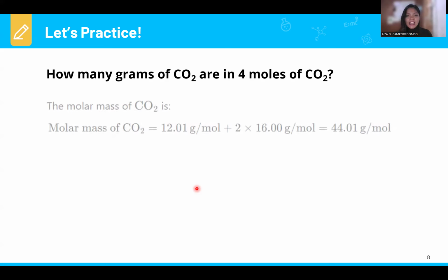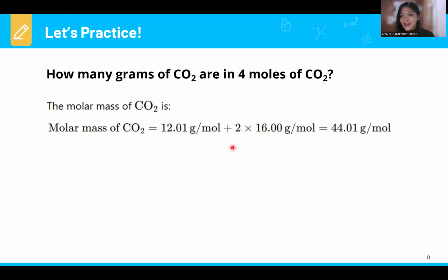Okay, in this case, we need to get first the molar mass of carbon dioxide. If you have noticed right here, there is 12.01 gram per mole. This molar mass is actually the molar mass of carbon, not carbon dioxide, only carbon. Now, right here naman, this is 16.00 grams per mole. This is the molar mass of oxygen.